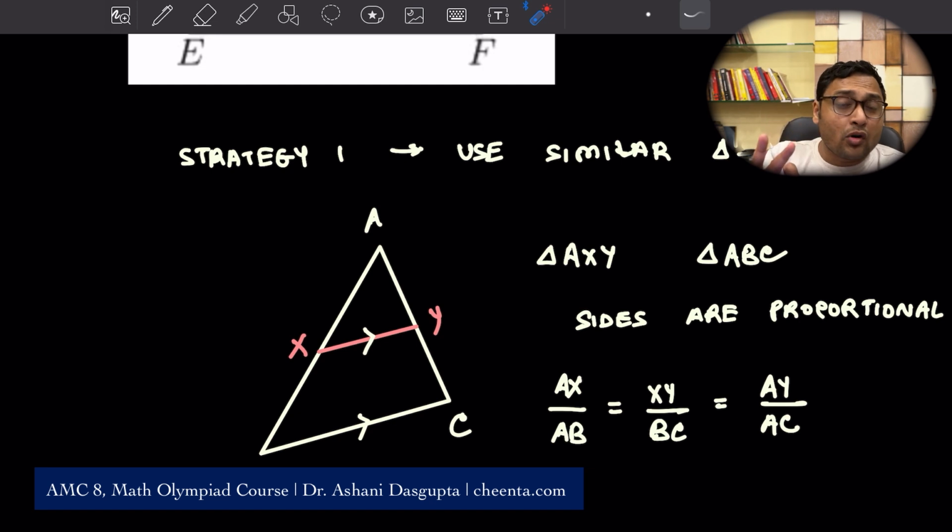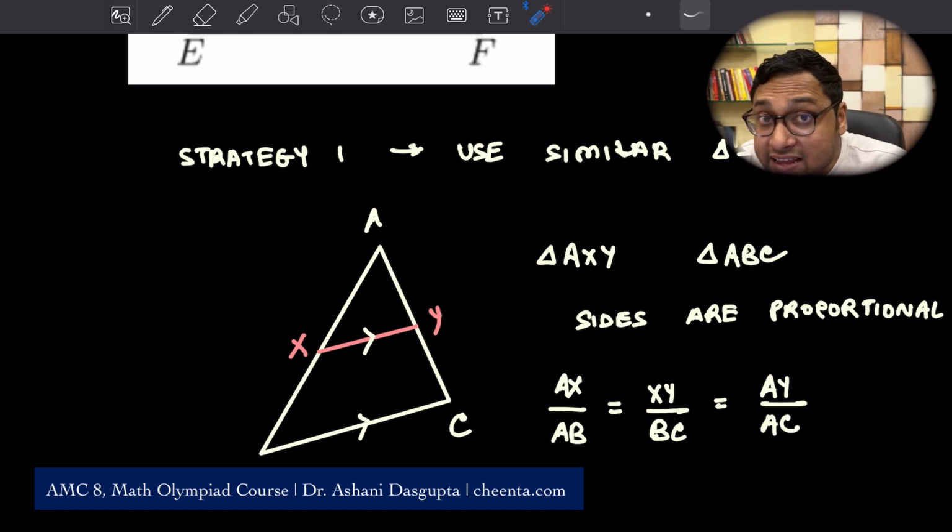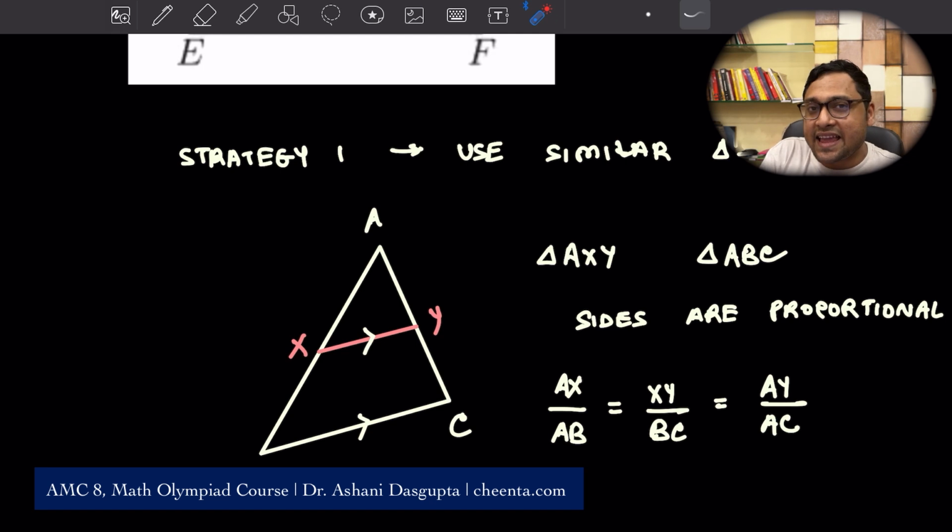Now, it's very important that you understand why parallel lines lead to similar triangles. Unfortunately, I cannot discuss that in this particular video, so I want you to think about it. Why do parallel lines lead to similar triangles? Okay, we discussed this in our AMC 8 program, in the Math Olympiad program that we have. Maybe in some future video I'll talk about that. But this is a very powerful property.